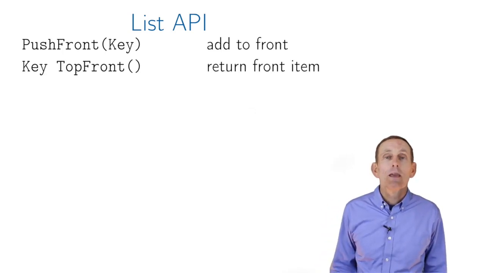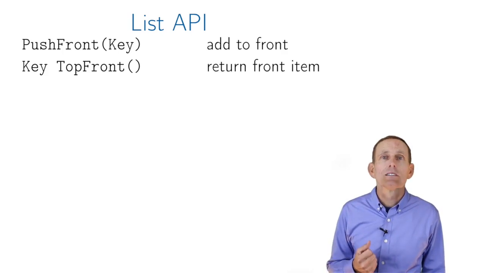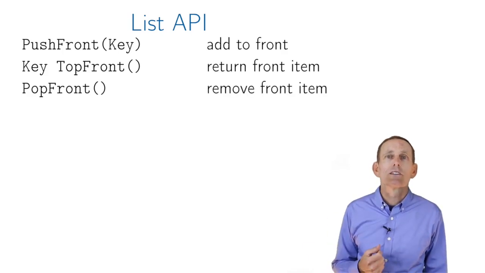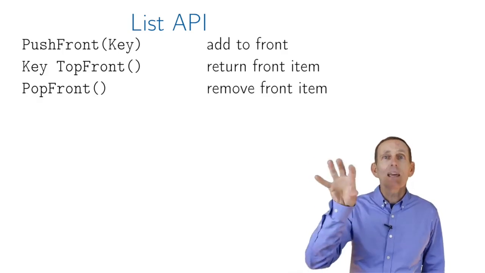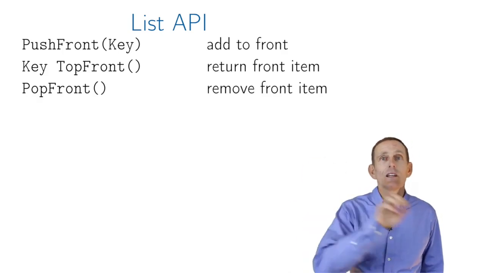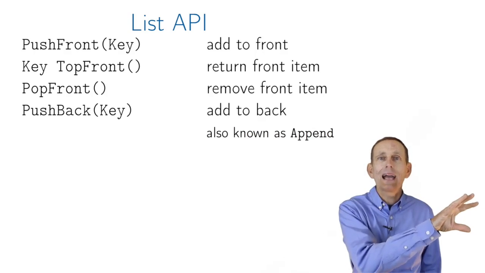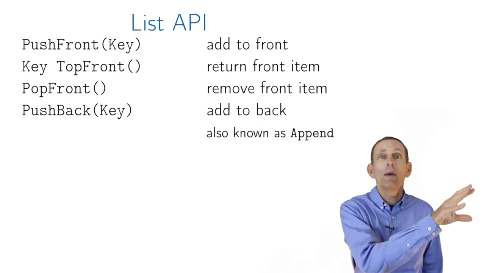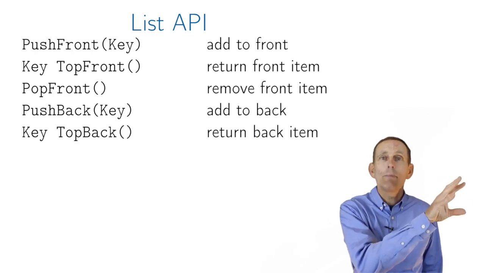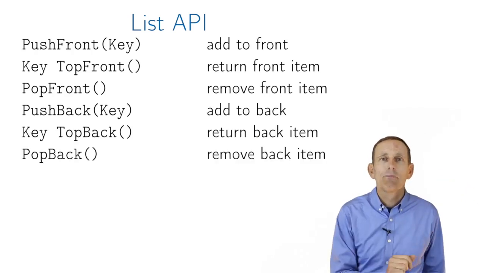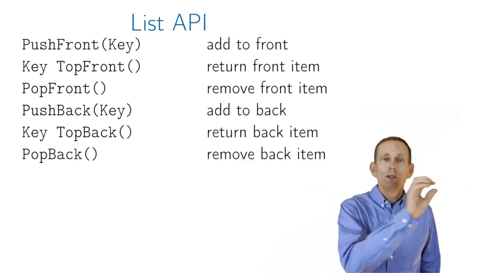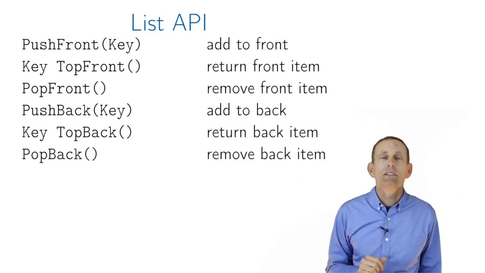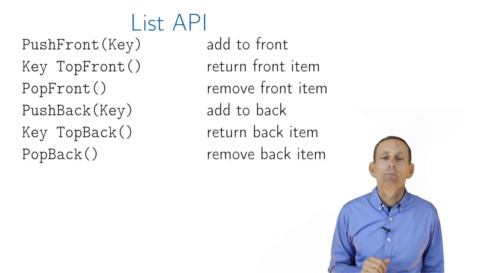We can return the front element of the list. We're calling that top front. Or we can remove the front element of the list, called pop front. These same things that we can do at the front of the list, we can also do at the end of the list. With push back, later on in a later module, we'll actually use the word append for that. Or top back, or pop back. These seem uniform in there, but there is a difference in that the runtimes are going to be different between those, and we're going to talk about that.